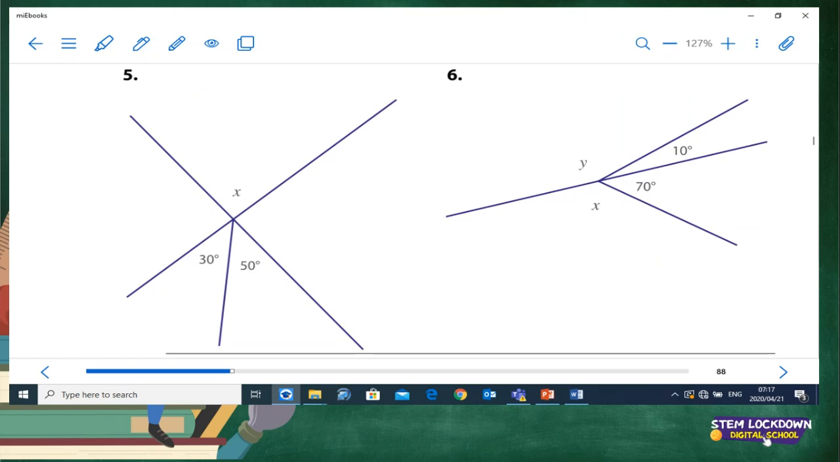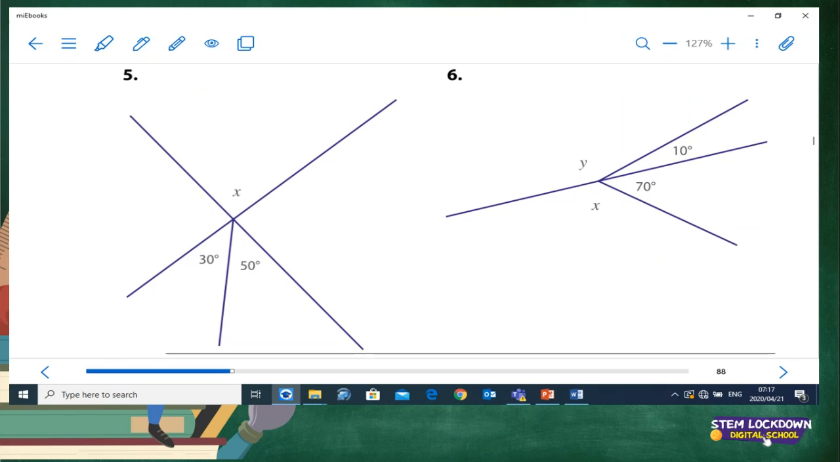And then we carry on now to the next activity 5. You can see that we are given some angles here. We have got 30 degrees, 50 degrees. We also have an unknown there, which is x. And how are we going to find the value of x?